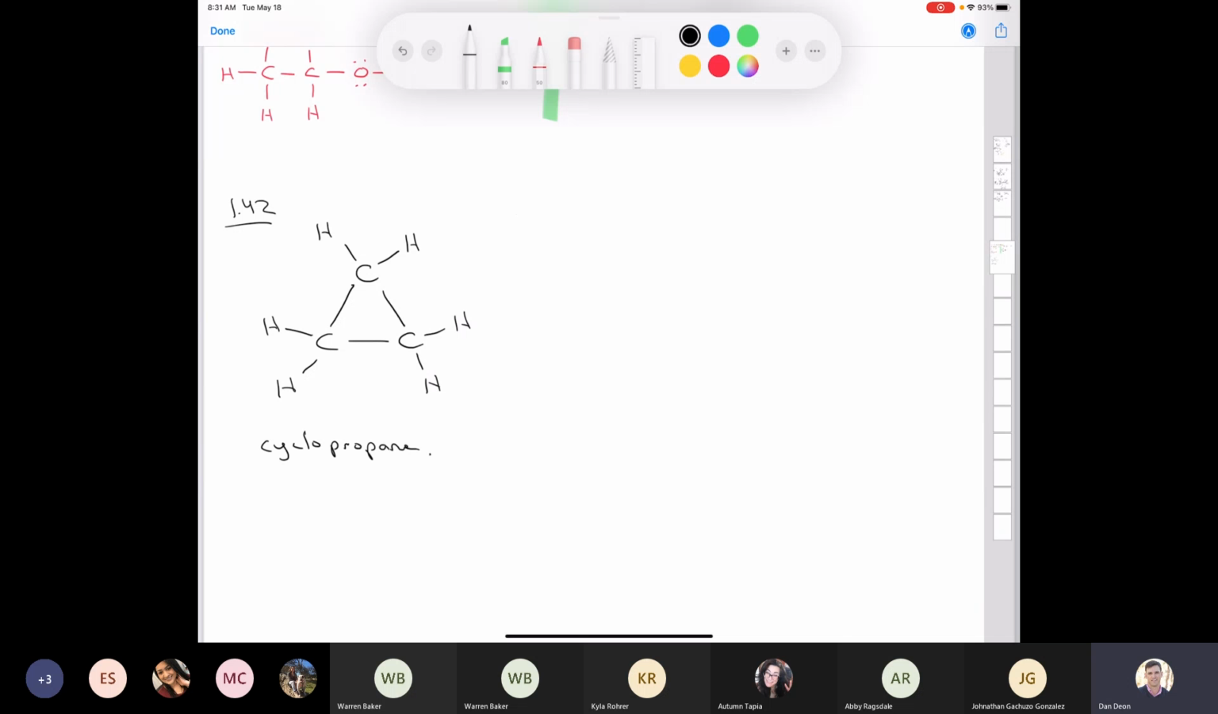It has a molecular formula of C3H6. There's only one other way that I could put these atoms together to make another molecule that has this molecular formula, C3H6. Could anybody tell me how I might do that? Could anybody tell me what kind of strategy I might take?